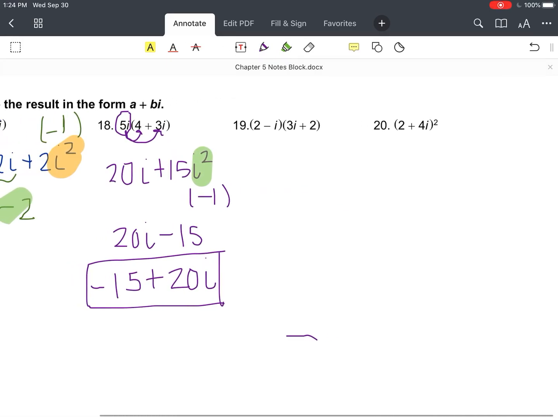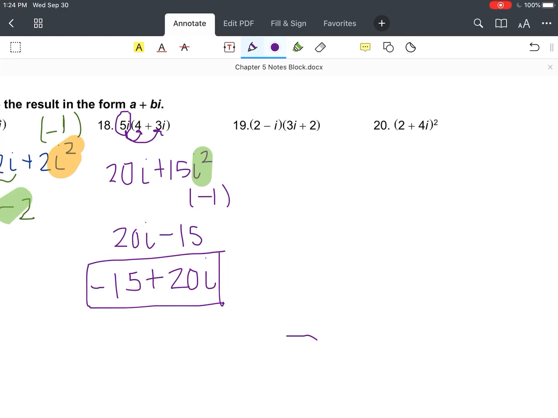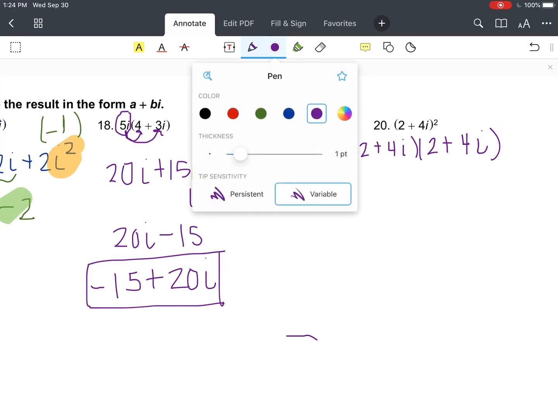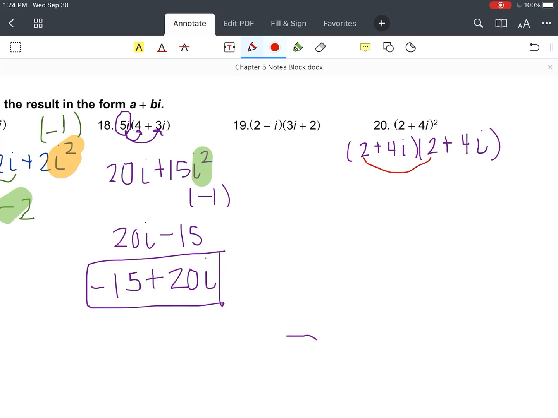Let's go ahead and just quickly look at number 20, so then that way we're all good with that. Remember, this square means I'm actually multiplying 2 plus 4i by itself. So you can't just distribute the 2 inside parentheses. You have to rewrite it as 2 binomials that then you can distribute. So you would do 2 times 2 to get 4, 2 times 4i to get 8i. Doing the same at the top, I'd get 8i again.